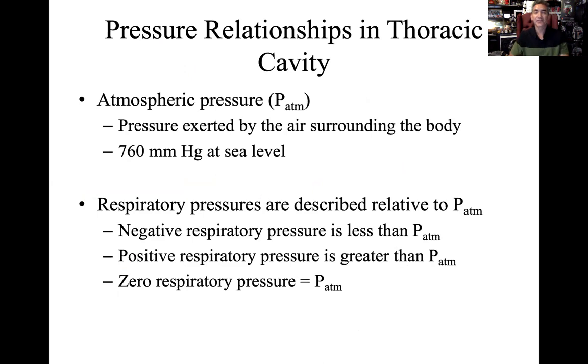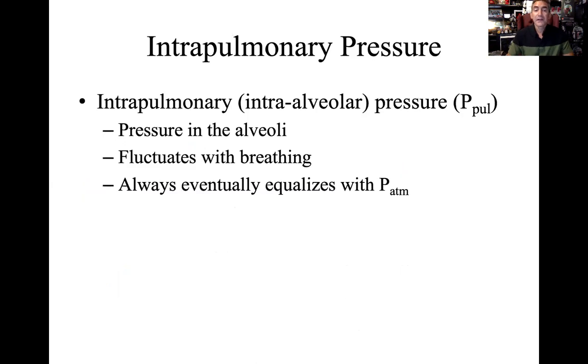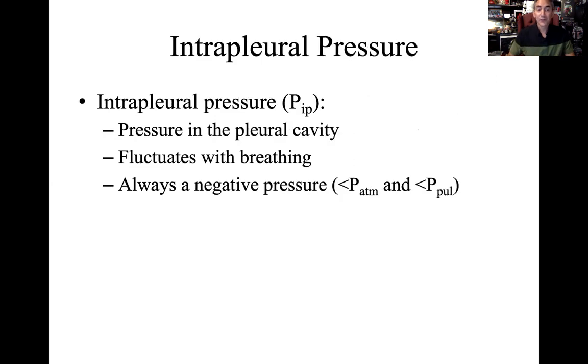So a lot of vocabulary here to look at. So atmospheric pressure, we're looking at then the pressure of the intrapulmonary space, intrapleural space. And again, intrapulmonary pressure, also known as intraalveolar pressure, will always equalize with the atmospheric pressure. So whatever atmospheric pressure is outside, it will equalize with your intrapulmonary pressure. And it always fluctuates with breathing. Pressure inside of the alveoli. Intrapleural pressure will always be negative. It will always be negative four. And it has to be so we can stay within the realms of normal lung physiology. And I'll explain that again shortly here.